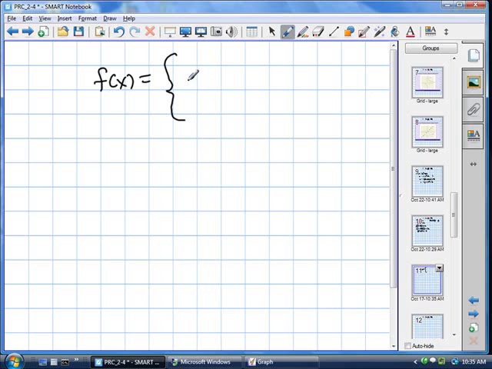And so they might write it like this. They might say, all right, we're going to have this function be x when x is greater than or equal to 0. But we're going to have it be negative 2 when x is to the left of 0. Okay, so I've literally defined for you two separate pieces. Let's take a quick look at what this looks like.